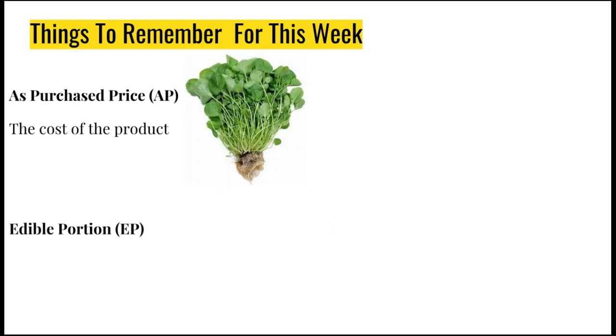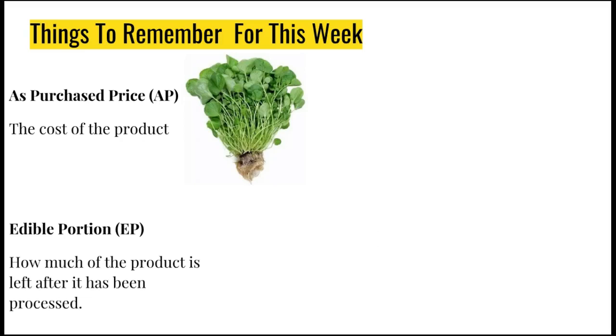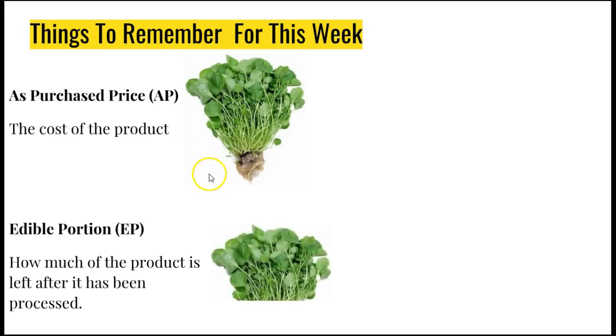Now, edible portion, or EP, is how much of the product is left after it's been processed. Remember, processed means that it's been trimmed, washed. If you're cooking it, it's been cooked. For this watercress, I cut off my roots and I washed my leaves, and this is what I ended up with. This is my yield right here.